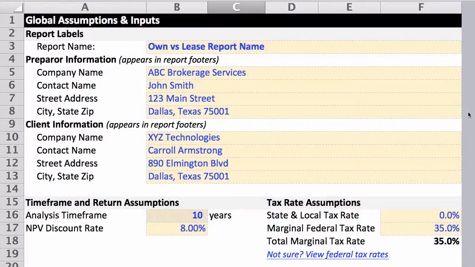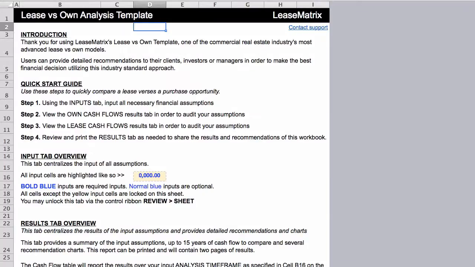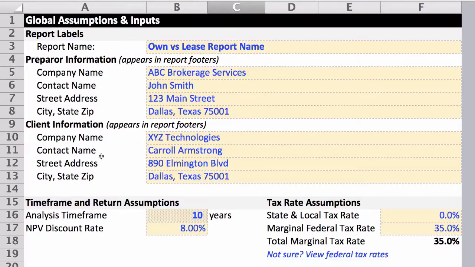Hello and welcome to a demonstration of the lease matrix lease versus own analysis template. You'll find instructions to use this template under the instructions tab, but instead of going through those step by step, what we'll do is just dive right into the inputs tab.